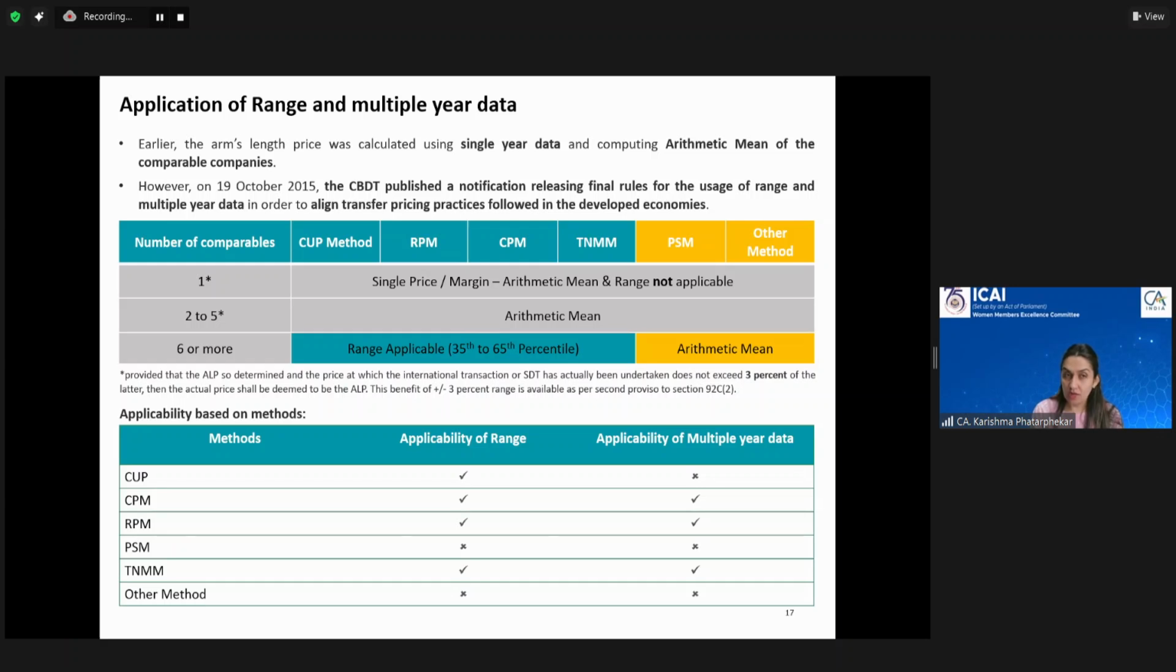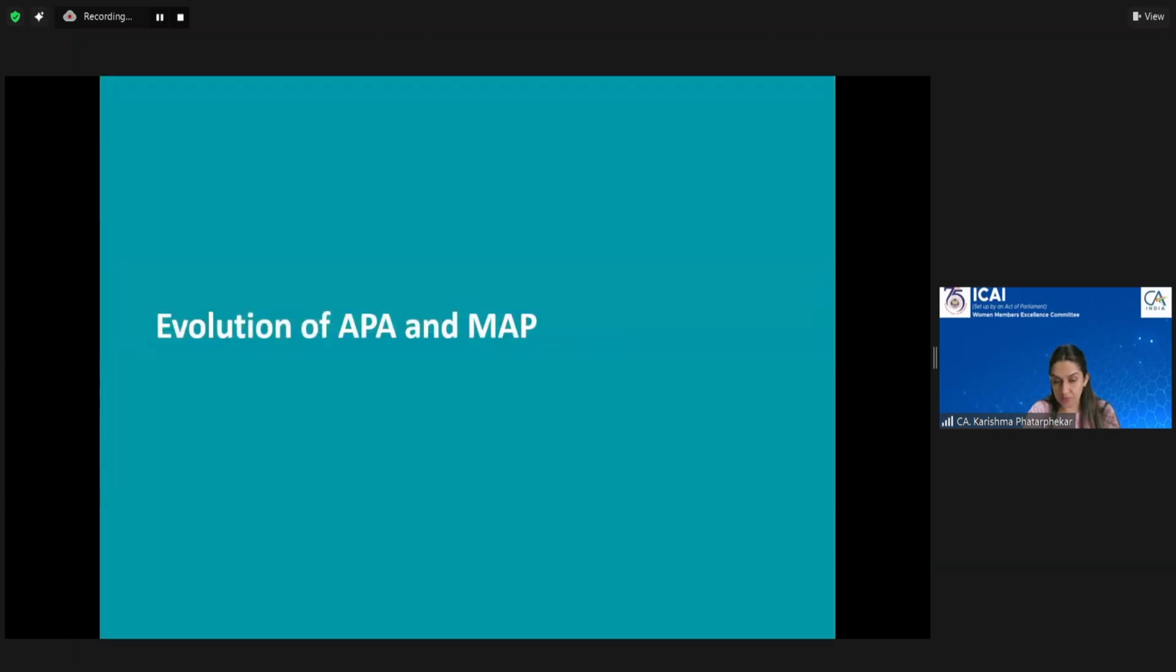concept of a range. They also introduced that you can use multiple year data. So you don't need to use the data in which the transaction has happened, because most of the times the data for that year in that year itself will not be available in the database. So you can go back to the previous year. So they brought in this concept of median. They brought in the concept of the 35th to 65th percentile, and they also brought in the concept of use of multiple year data. So this is again another evolution that happened in the TP law.